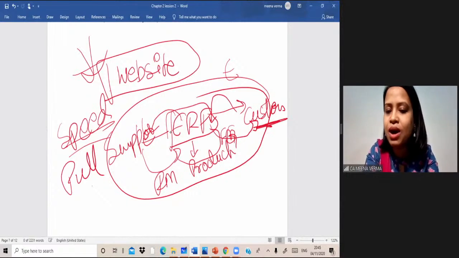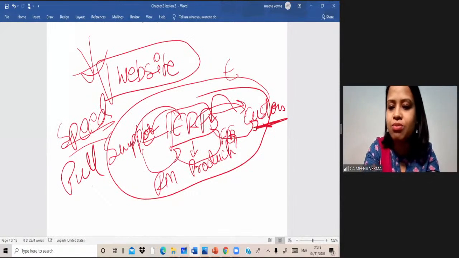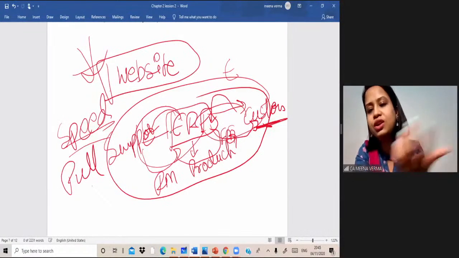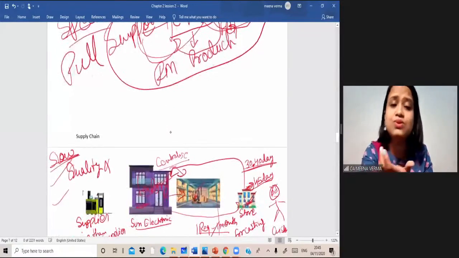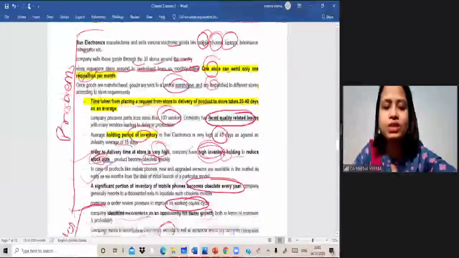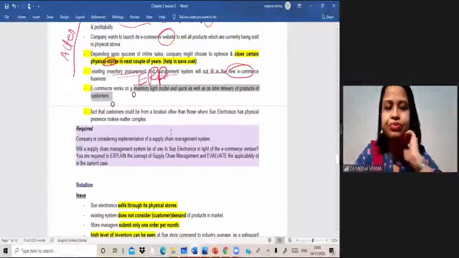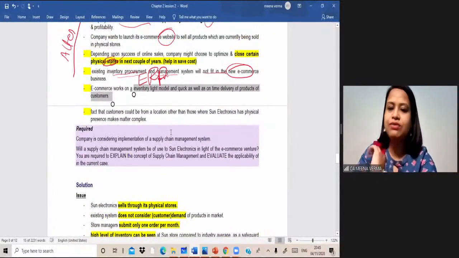When the customer demands, you buy the material from the supplier, then you do the production, then you supply the product to the customer. This works on a pull system. So, inventory light model.